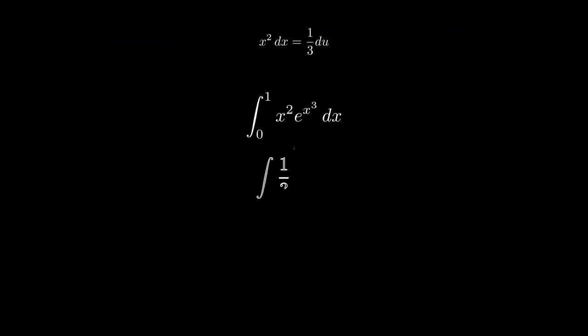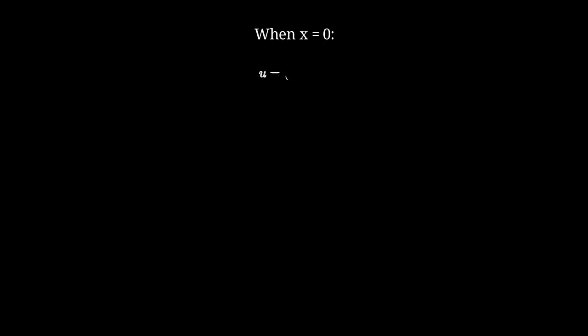This transforms our original integral from x squared e to the x cubed dx into 1/3 times the integral of e to the u du. Since this is a definite integral, we must also change the limits from x values to u values. When x equals 0, u equals 0 cubed, which equals 0. When x equals 1, u equals 1 cubed, which equals 1.